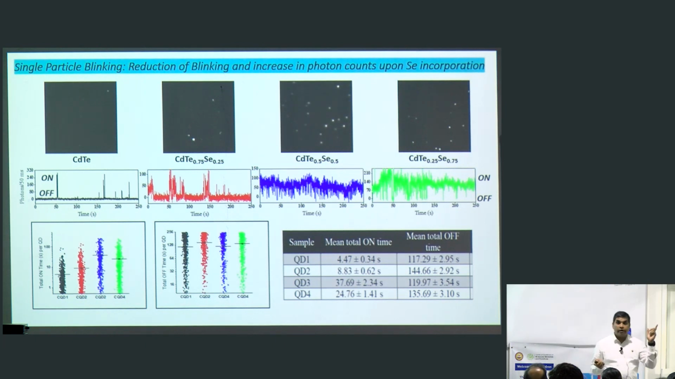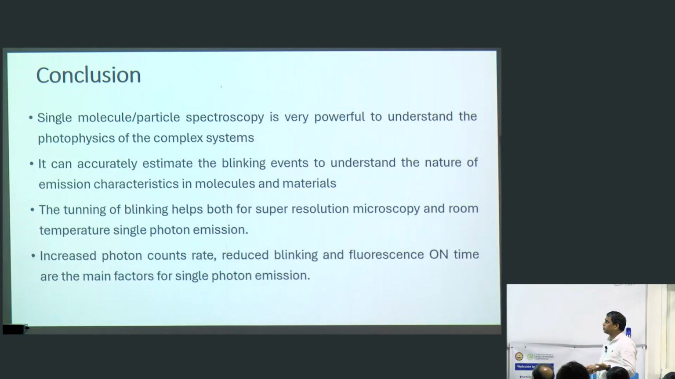Earlier, whenever we talked about super resolution, we increased the blinking because blinking helps to position each and every individual probe. Here what we are doing is reducing the blinking, because blinking is not good for single photon emission, as it reduces the brightness by creating the off state. So beautifully, by incorporating selenium, the on time increases from 4 to 24, one order of magnitude. So basically brightness increases. That's what we have in terms of single photon emission.